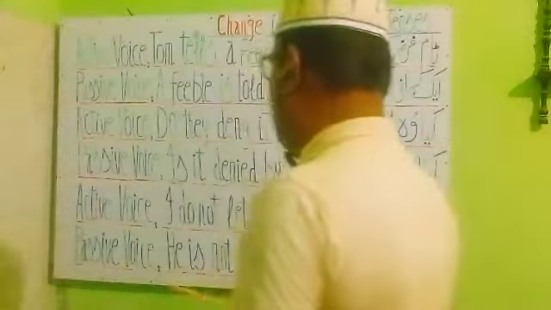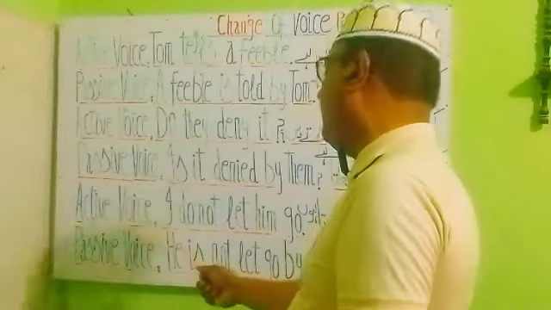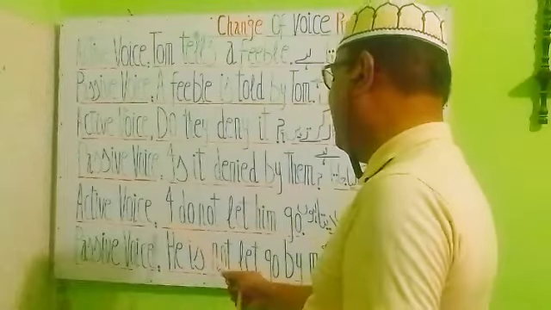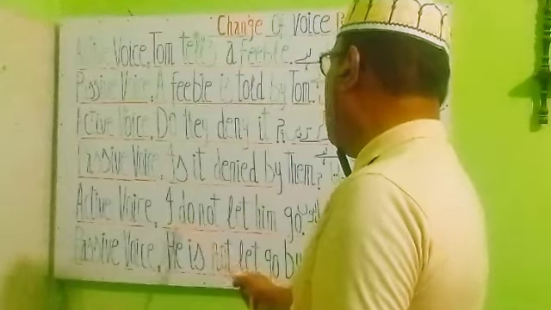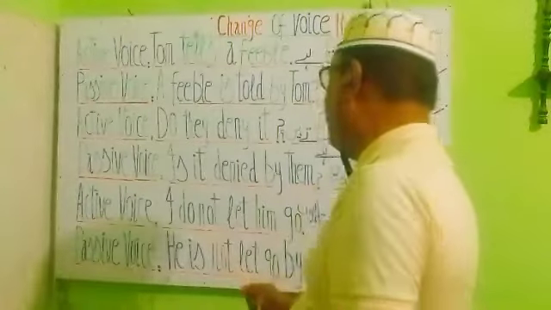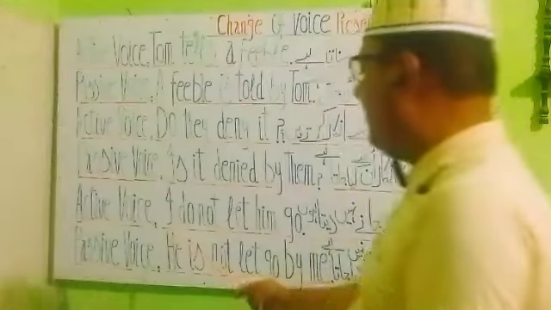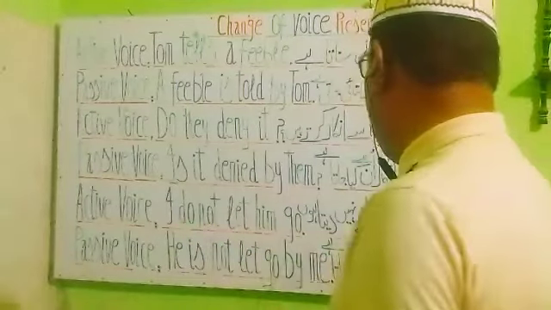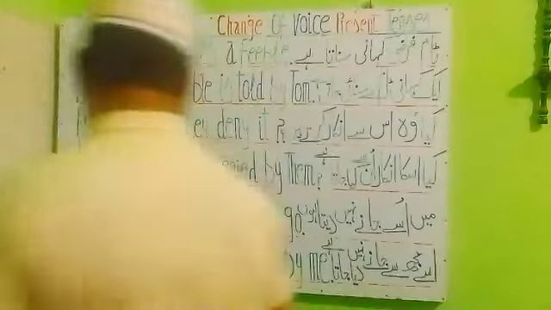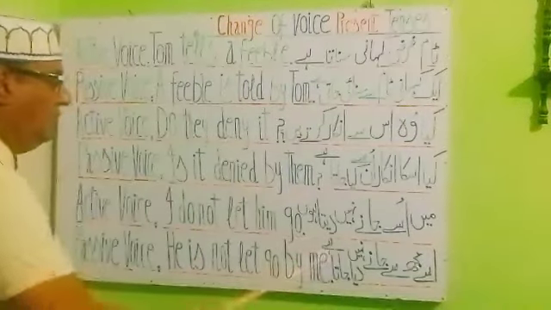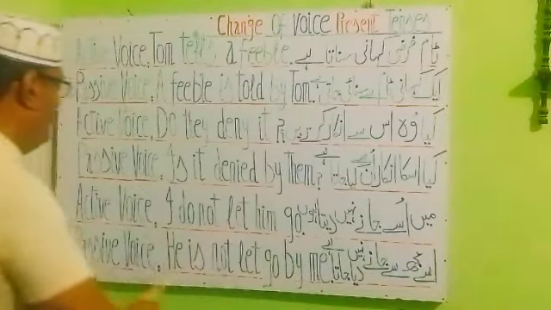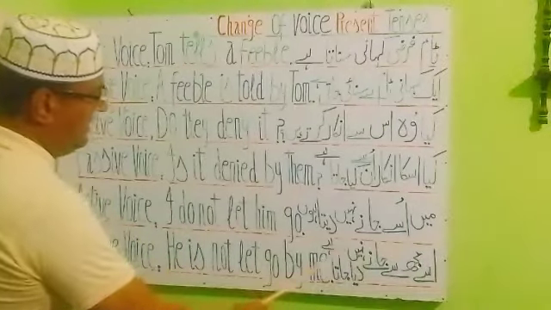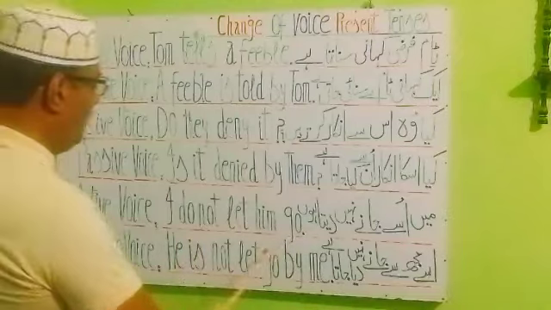Hey guys, now let's proceed to the active statement. Third statement. This is in negative form, present tense. I do not let him go. मैं उसे जाने नहीं देता हूँ.